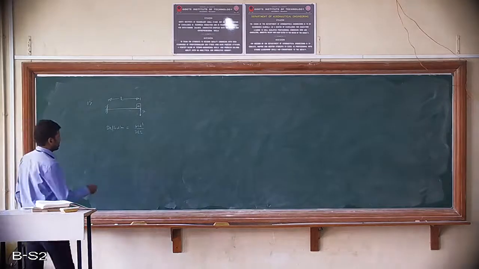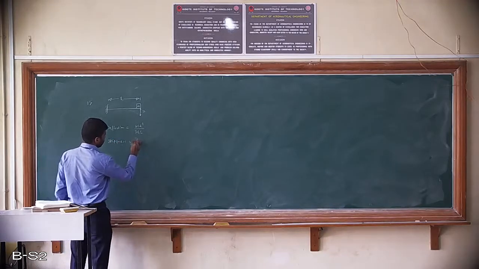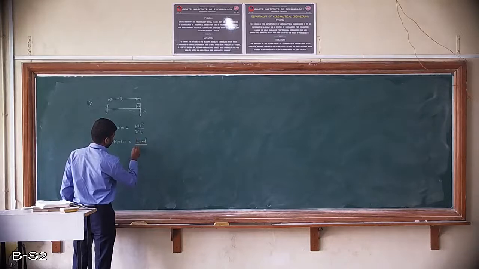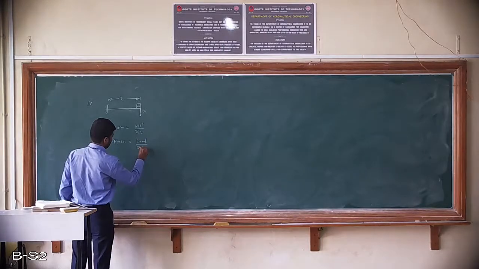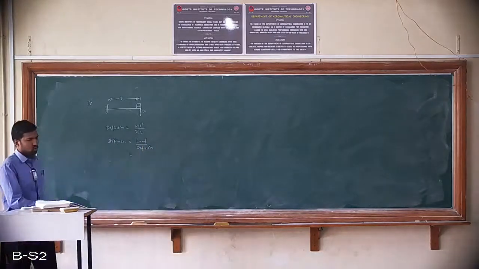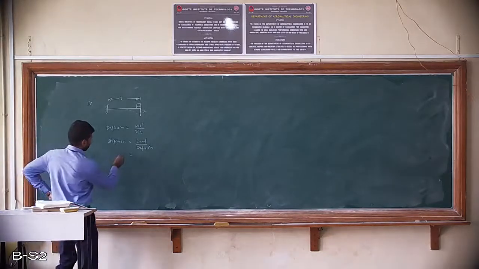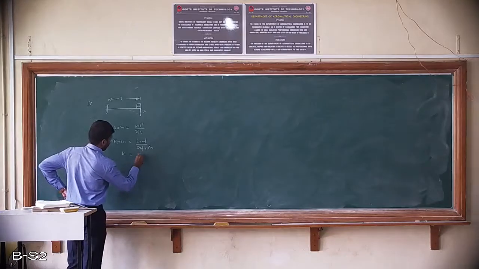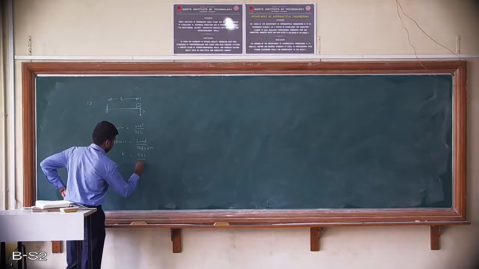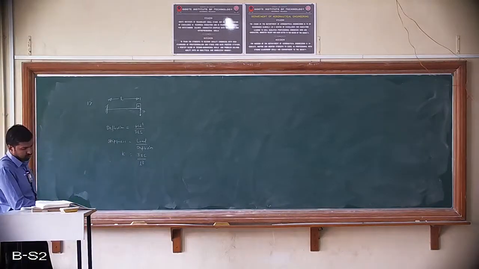So now what is the stiffness? Stiffness is equal to load divided by deflection. You know what the load is and you know what the deflection is. So find out the stiffness, and it is K is equal to 3EI divided by L cube.